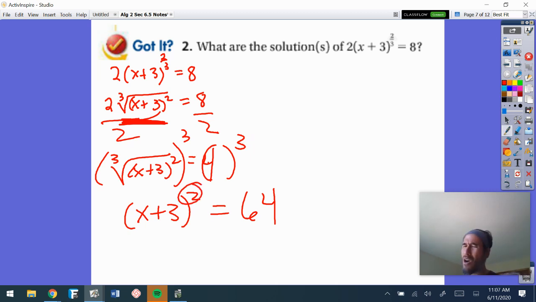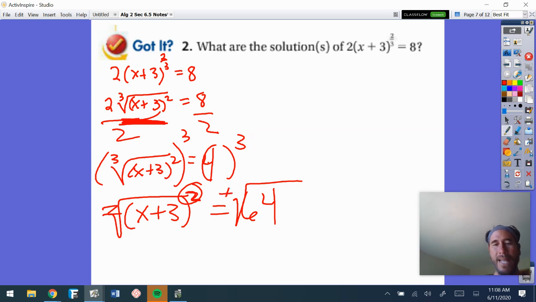How do I get rid of a power? Well, you root it, right? What do I root it? Well, if that's a 2, you square root it. Well, if you square root one side, what do you have to do to the other side? Square root it. But what do you have to remember? It's a square root. That's an even root. Plus or minus. Okay? So here we go.